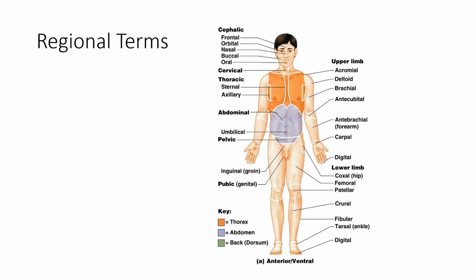So crural is going to be your shin bone where that hard bone is in front, and fibular is on the side. Your ankle is the tarsal region. And then your toes here would be digital. There's also going to be the dorsal portion of the top of your foot, and then the plantar is going to be the bottom of the foot, as we see.